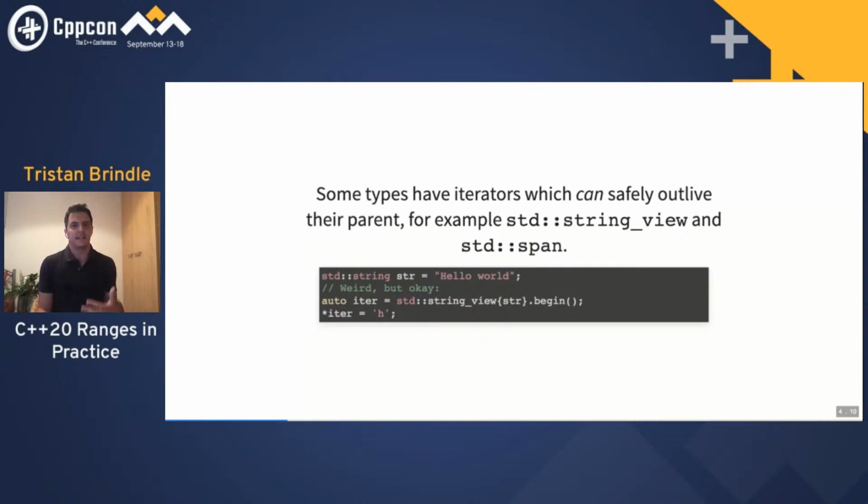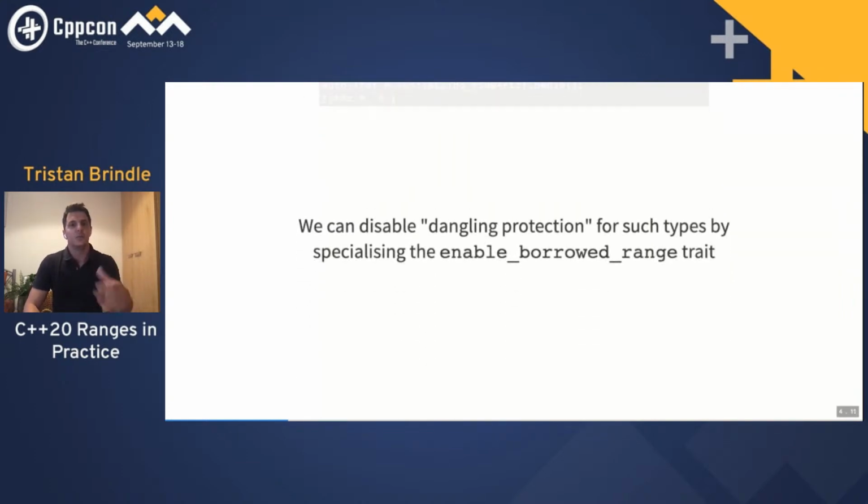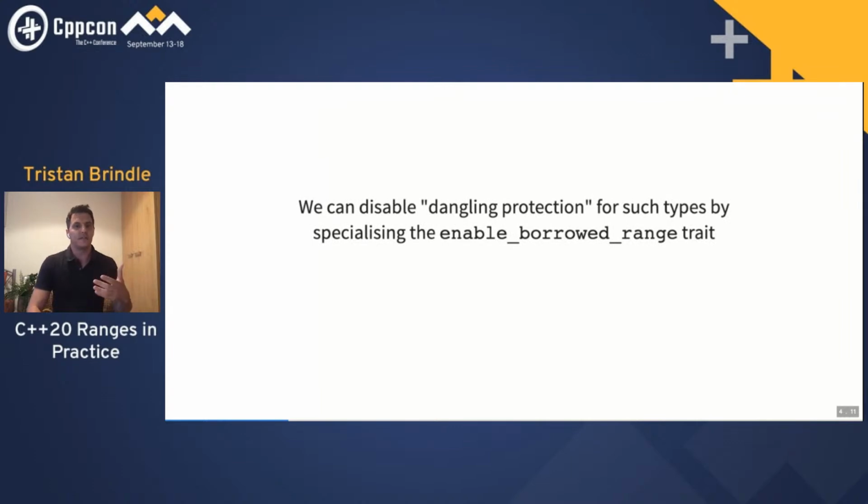So types like these, like string_view, like span, these are types for which we don't need the dangling protection that ranges offers. Because their iterators can safely dangle, they're not really dangling because it's safe, we don't need the dangling protection. So we can in fact disable it for these kinds of types. And we do that by specializing a trait in the ranges library called enable_borrowed_range. In effect, we're telling the ranges machinery, hey, don't worry about it. These iterators can safely outlive their parent.